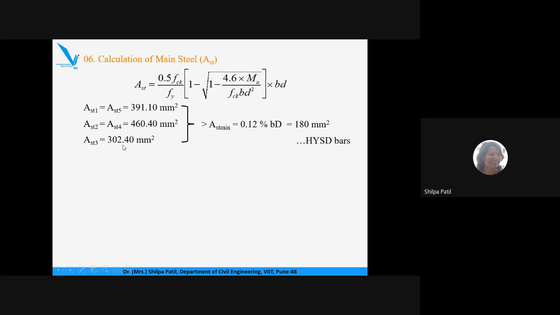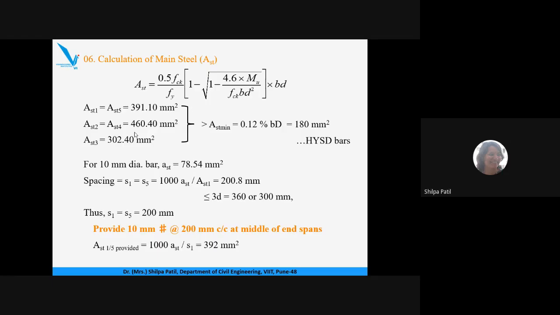Now, all these areas of steel should be compared with the minimum value, which is 0.12% BD, which is coming as 180 mm square. So all these values are greater than 180 mm square. So whatever is the value coming, for that only we have to calculate the spacing further for the bars.